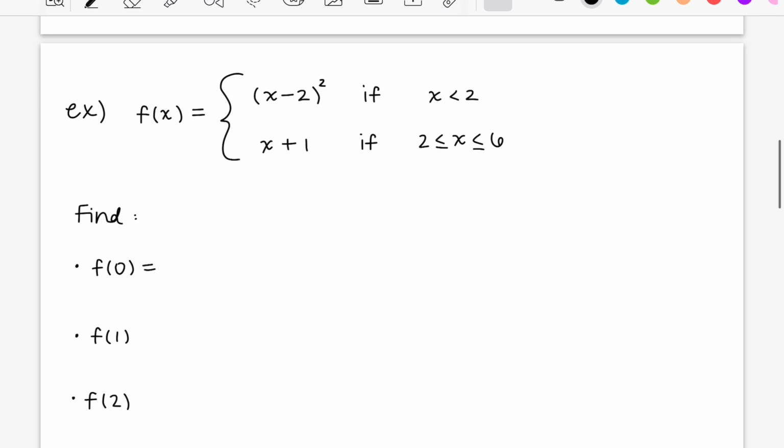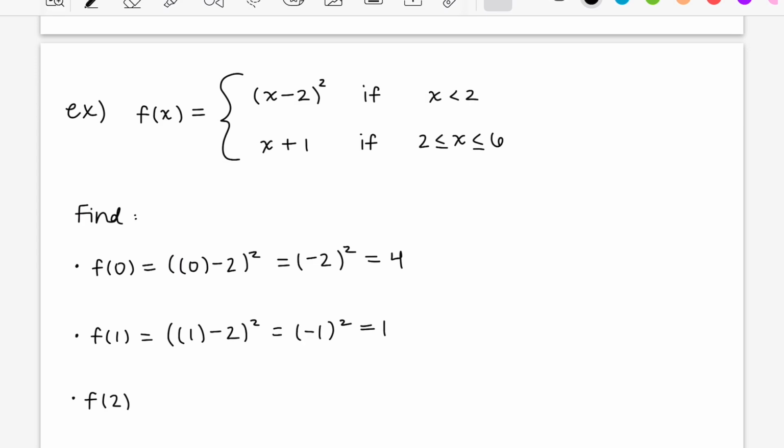So we'll get 0 minus 2 squared, which is negative 2 squared, which is equal to 4. The next one, we're looking at f of 1. So x is equal to 1 in this case. And here we also have that we're going to be using this guy because 1 is less than 2. We get 1 minus 2, which is negative 1 squared, which is equal to 1.